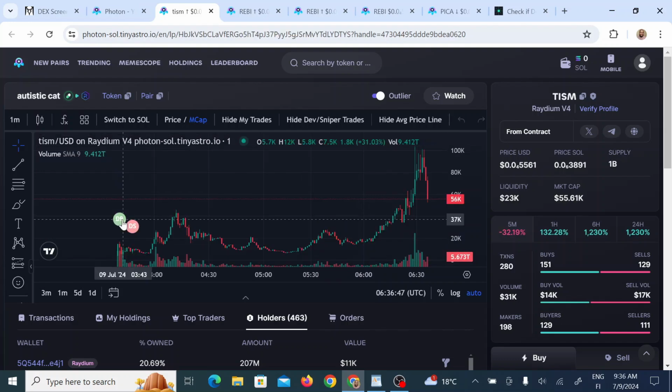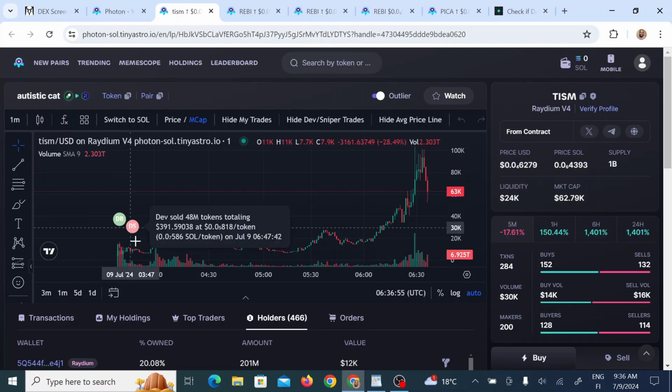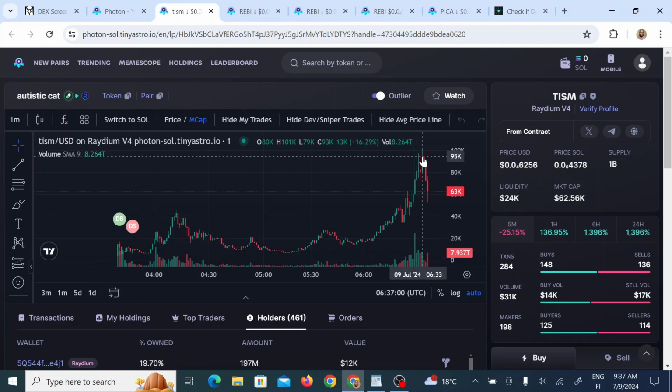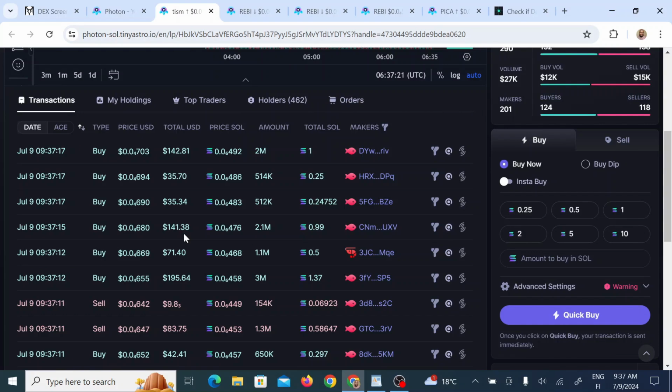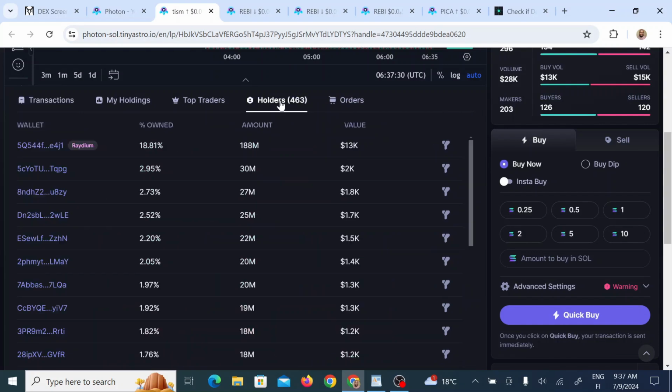We come to the second one. You can see that the developer bought the token and then sold it in a few minutes. But even after that, the token continued to pump. You had the first wave, the second wave, and now we have the third wave over here, which enabled the token to hit 100k market cap. So let's come here and look at the transactions. And you can see there is some action going on over here. So let's look at the holders. And also you can see there are a few people who are holding a significant amount of tokens.